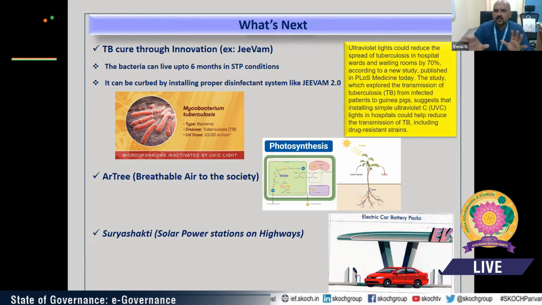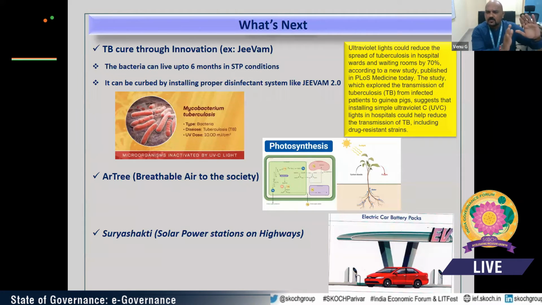So now TB is one of the discussion topics, how to control that, because whatever vaccine we are giving, as per the literature, is effective for children, but for adults it's still a concern. The TB bacteria also has a shelf life of up to 6 months in standard normal atmospheric conditions. But yes, we need to curb that. Now, literature clearly shows that UVC can curb this infection and it can kill the bacteria up to 70%. So that's one thing I want to extend with further research so that Jeevam can be used for this purpose.